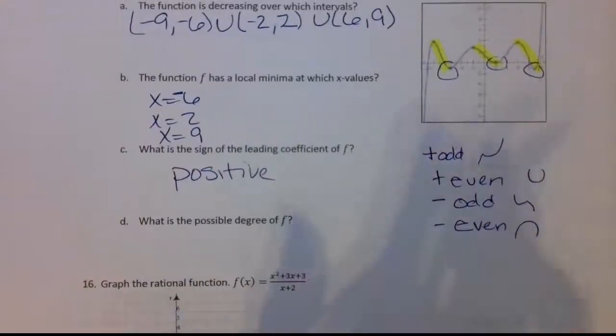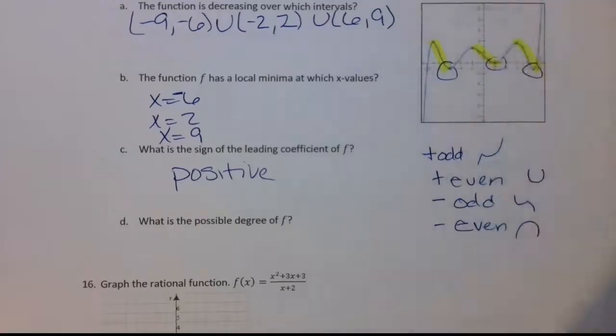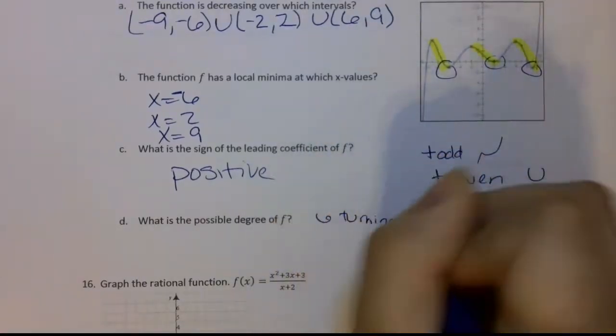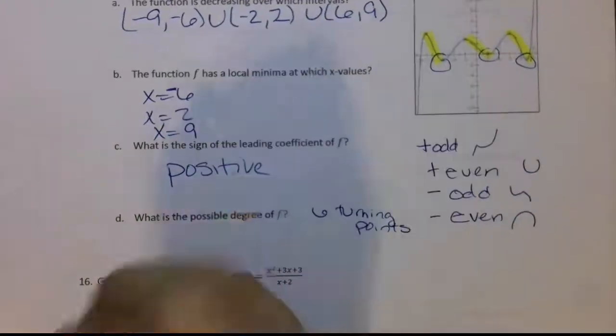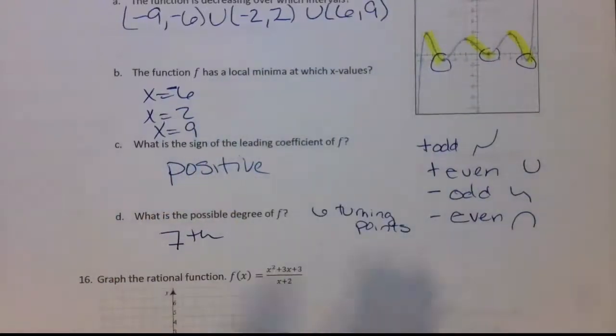It wants me to find the possible degree of f, so what I need to do is count how many turning points I have. I have 3 that I circled, and then I have 1, 2, 3 more, which is 6 turning points. My possible degree is always one more than that. So I have 7th as my possible degree.